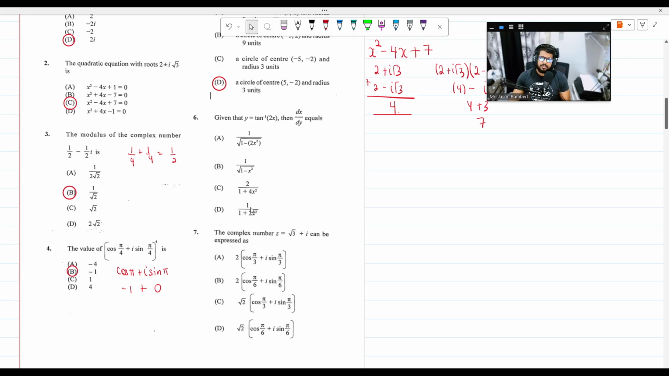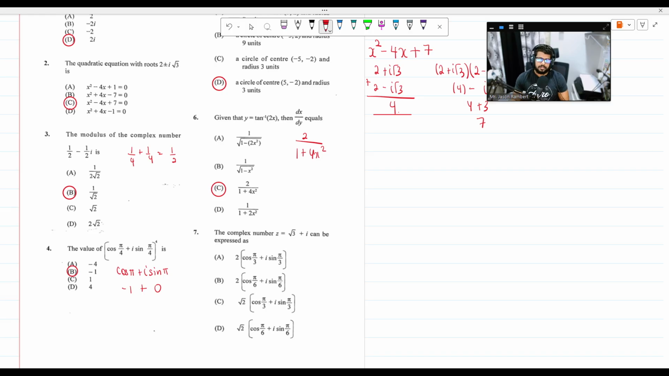Given that y is equal to tan inverse of 2x, when I differentiate tan inverse, it's going to be f dash x, which is going to be 2, over 1 plus f of x squared, which is 4x squared. So 2 over 1 plus 4x squared, the answer for number 6 is C.